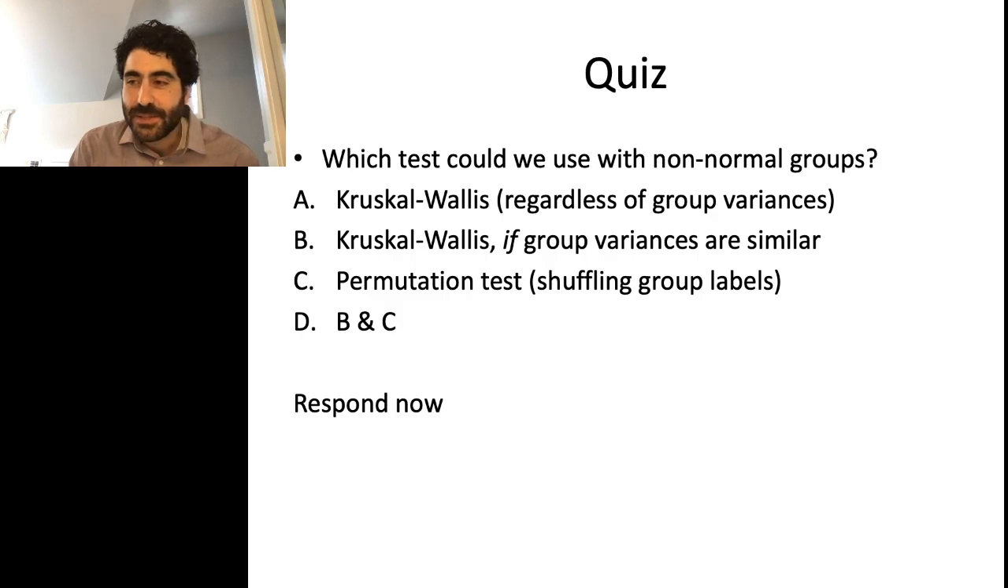Great, seeing a lot of D's, which is the correct answer. We could use the Kruskal-Wallis test as long as the group variances are similar, and permutation tests are almost always an answer, at least for the kinds of models we're talking about in this class. You can almost always fall back on the stuff we did near the beginning of the class and just create our own sampling distributions, and forget trying to fit this into a standard F distribution or H distribution.